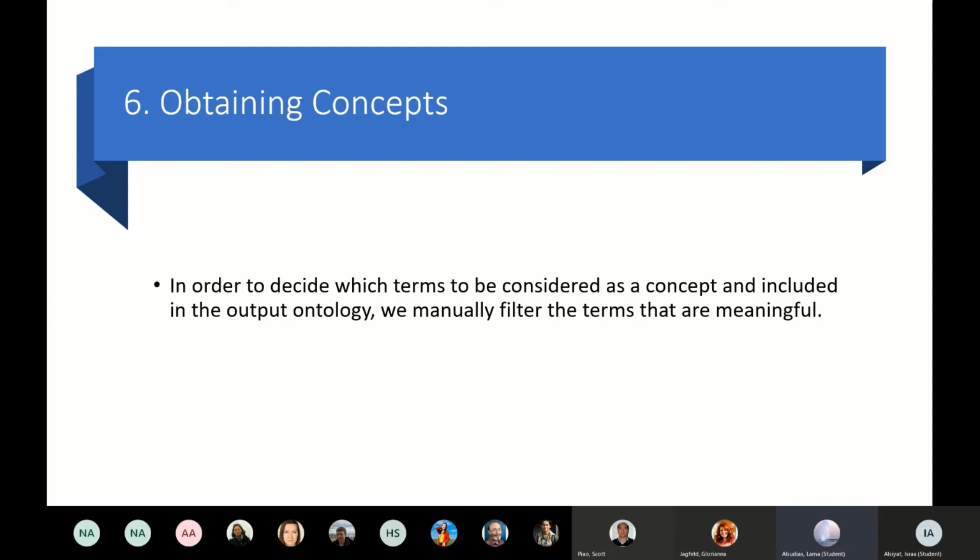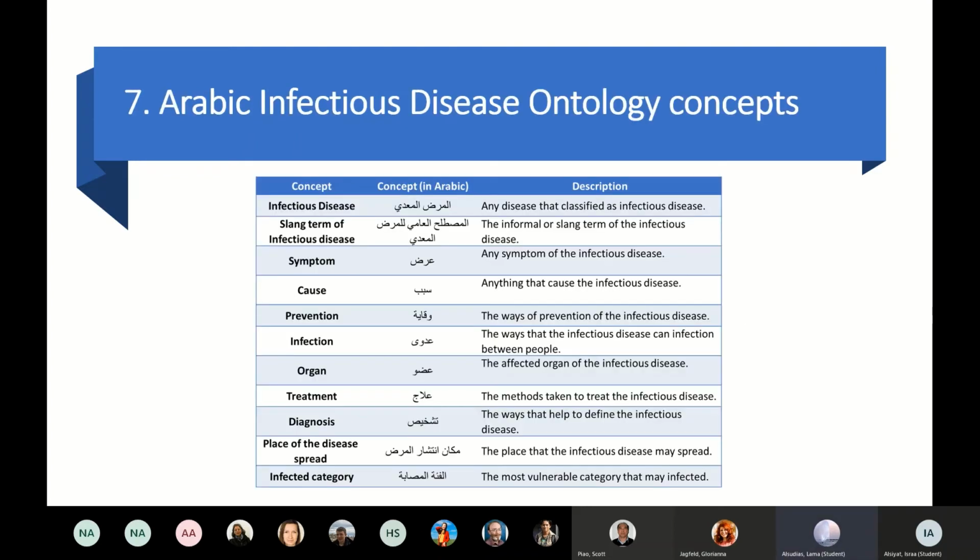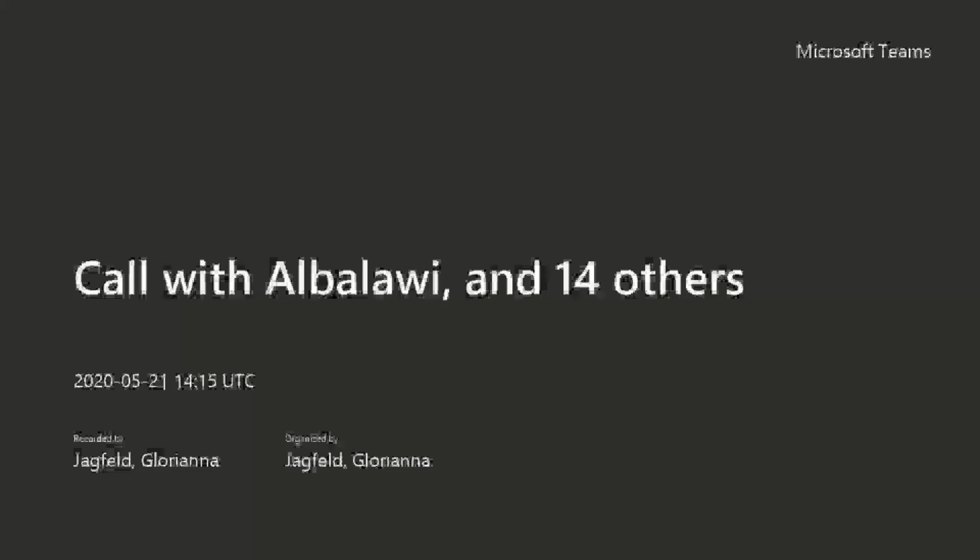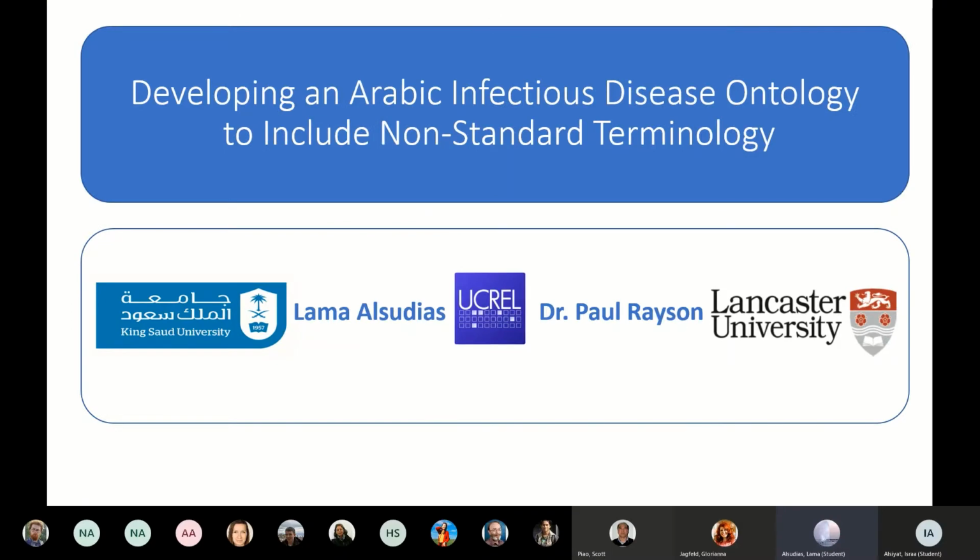Then, to decide which terms to be considered as concepts and included in the output ontology, we manually filtered the terms that are meaningful. This table shows the basic concepts of the ontology. The ontology focuses on the infectious diseases concept due to the fact that it represents the central node in the ontology, along with diseases and the infected category.